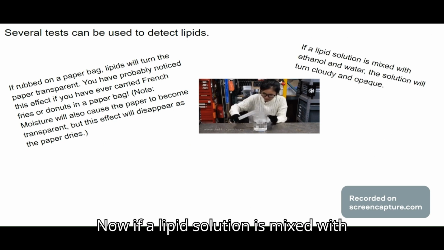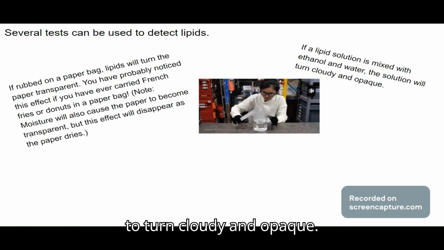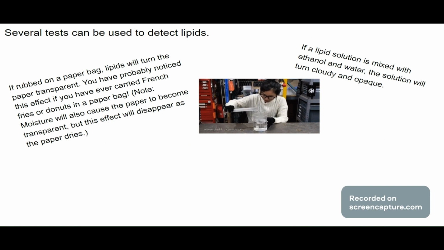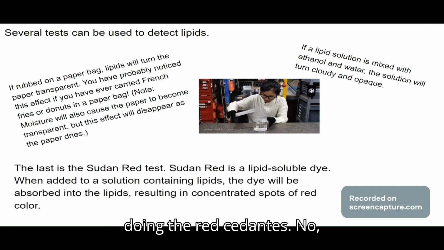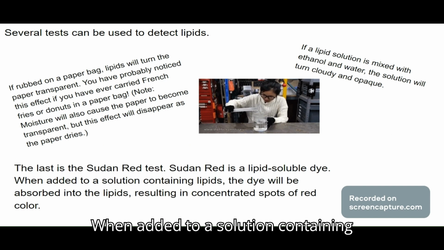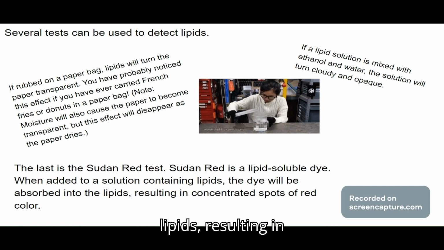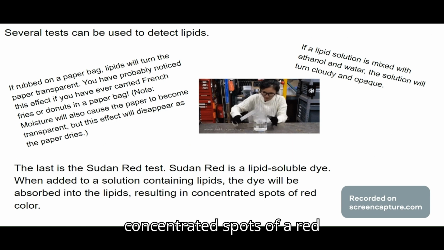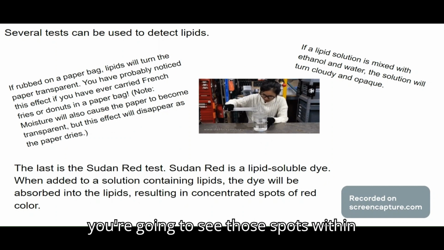Now, if a lipid solution is mixed with ethanol and water, the solution is going to turn cloudy and opaque. But we're not going to be doing that test. As you saw, we're doing the Sudan red test. Sudan red is a lipid soluble dye. When added to a solution containing lipids, the dye will absorb into the lipids, resulting in concentrated spots of red color. So the solution will be red, but you're going to see little spots within your solution.